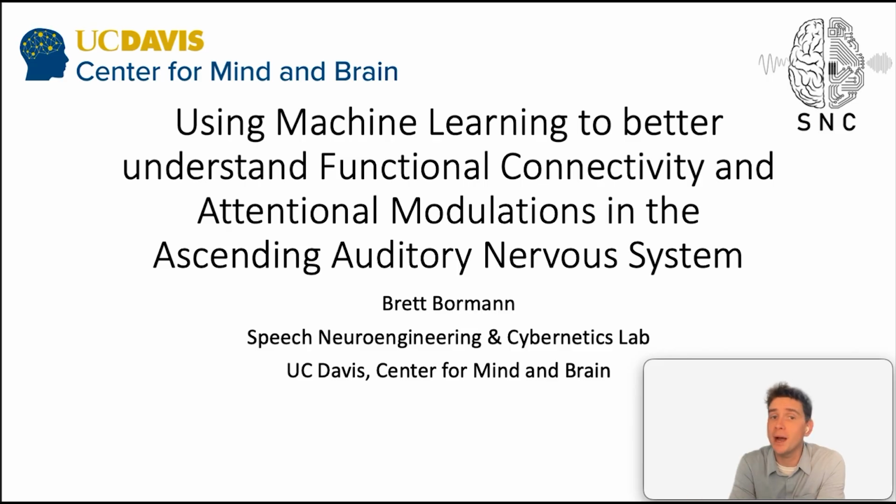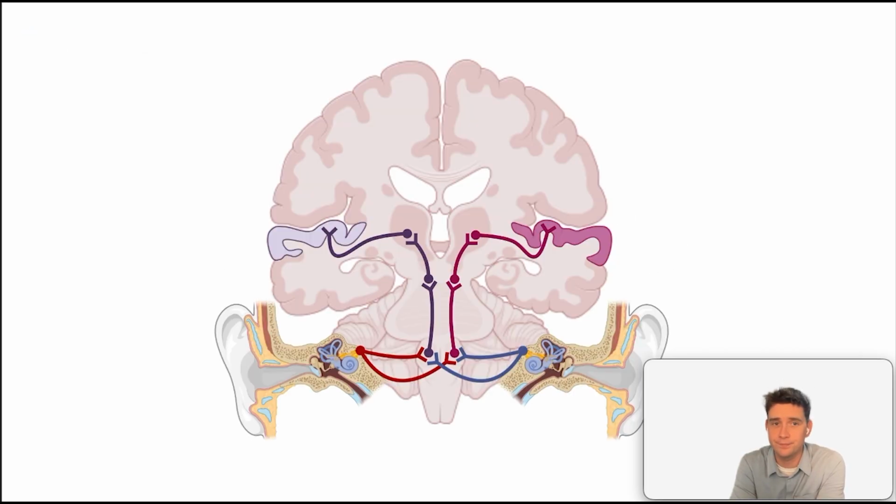Today, I'll be presenting my project, the use of machine learning to better understand the functional connectivity and attentional modulations in the ascending auditory nervous system. The majority of EEG research of auditory attention has primarily focused on the highest levels of processing in the cortex of the brain, but does not investigate the attentional modulations of neural activity during the earliest stages of auditory processing.